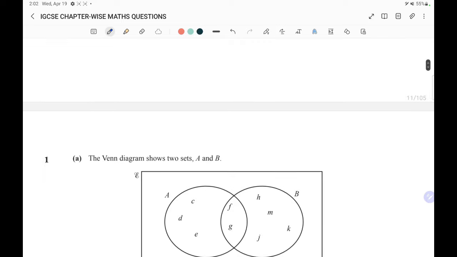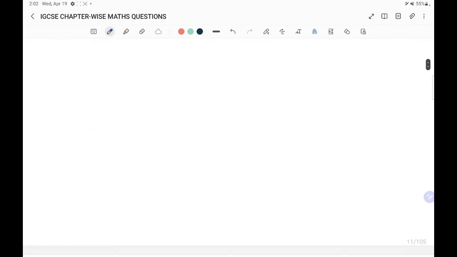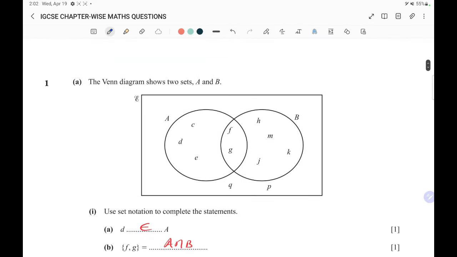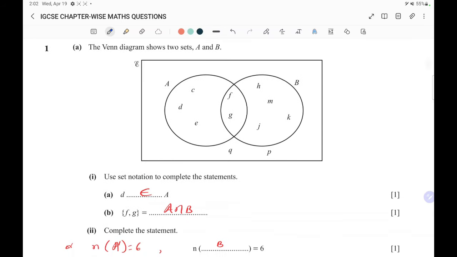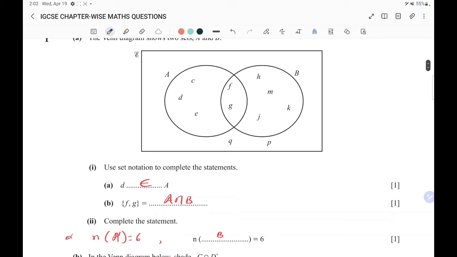Now we came to sets, and here is your first question. The Venn diagram shows two sets A and B. Use set notation to complete part A, which is d and A. Where is d? Small d, yes, here. So this is one element, and this element is part of the set A. So here you will write d belongs. This is called belongs.